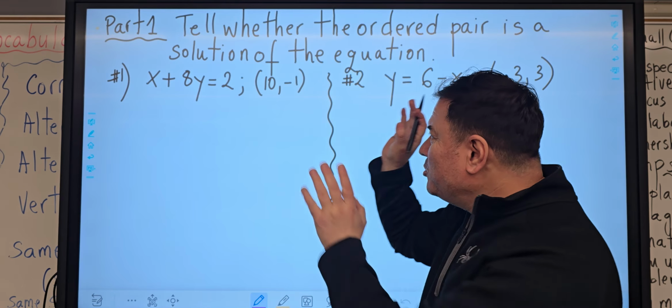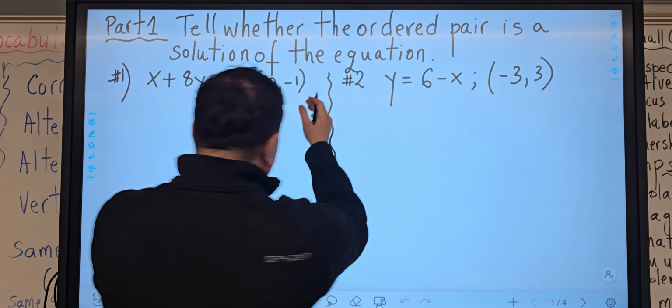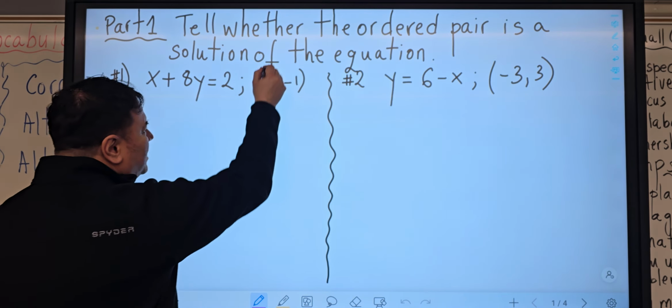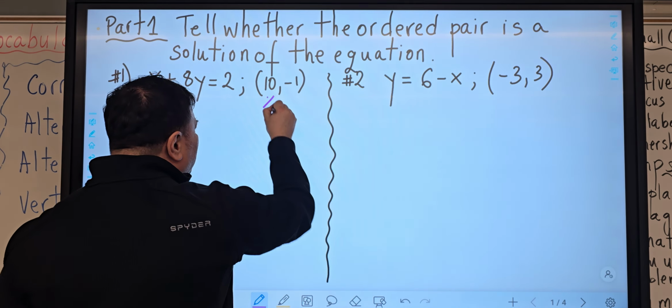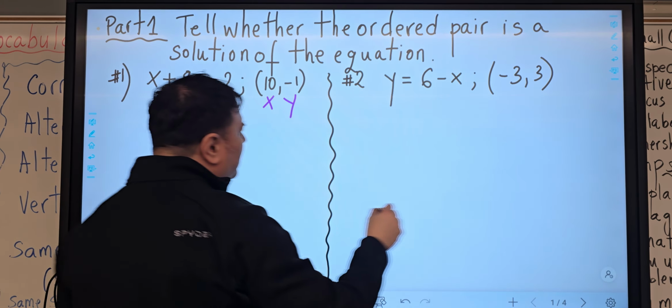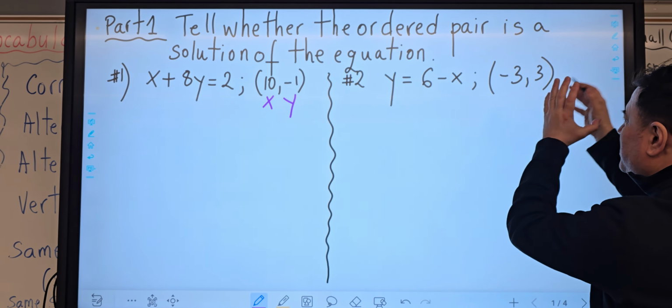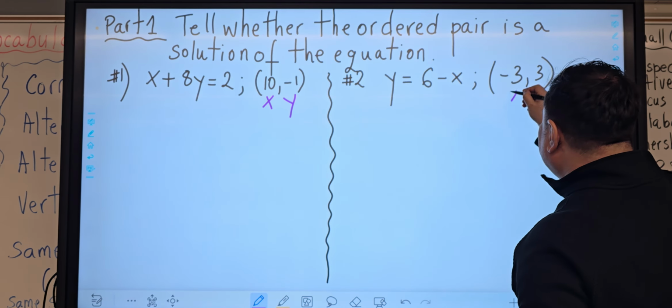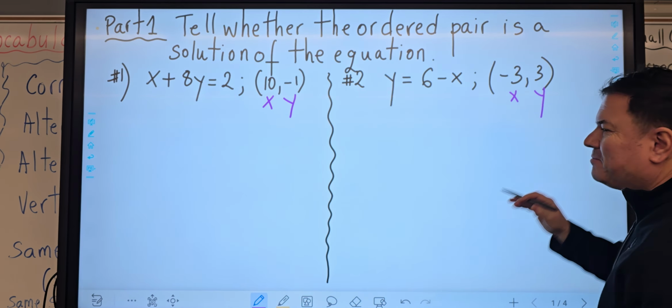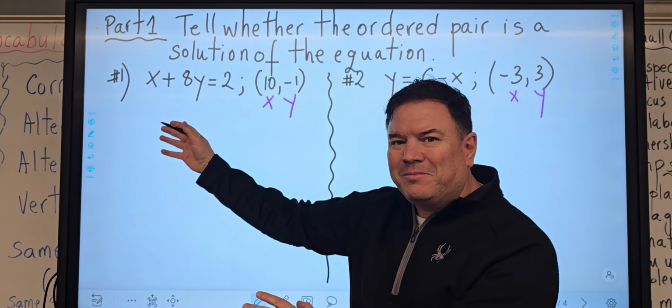First of all, we are going to label the x and the y in the ordered pair. So 10 is x and -1 is y. The same with the second ordered pair: -3 is x and 3 is y. Now let's go back to number one.